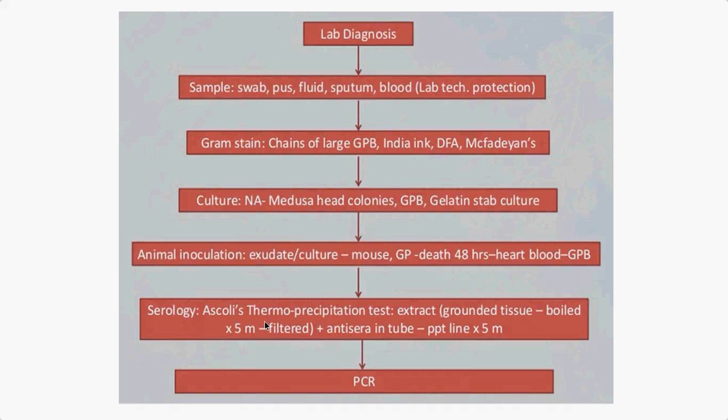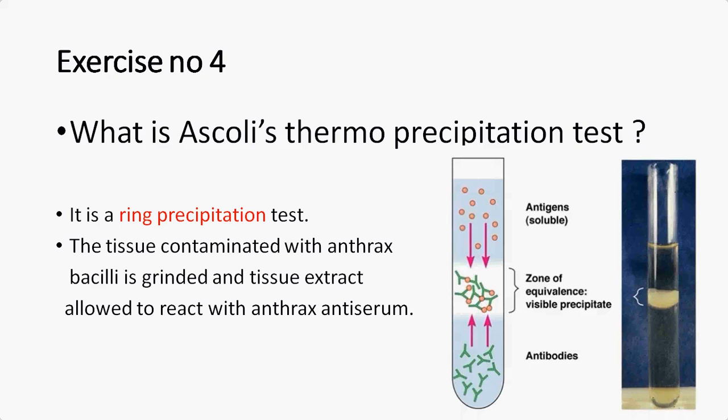So what is this Ascoli's thermoprecipitation test? It's a ring precipitation test. It is done when the sample is received in a putrid form, and the bacilli are likely to be non-viable. Viable bacilli we can grow, but if the sample is from the carcass of an animal, the bacilli may also die, so there is a chance of getting non-viable bacilli.